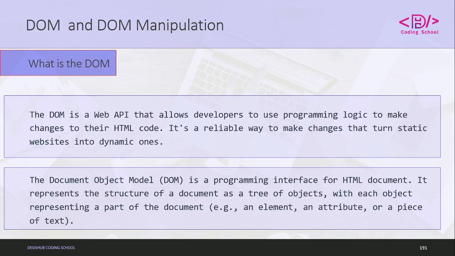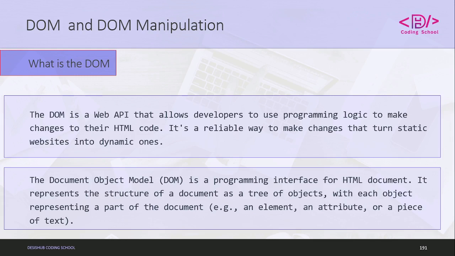If it is your first time hearing the word API, API stands for application programming interface. It is a web API that allows developers to use programming logic to make changes to their HTML code. And I think this is really it: in the DOM we have access to HTML and we can manipulate it. It is a reliable way to make changes that turn static websites into dynamic ones. This is where all the magic happens.